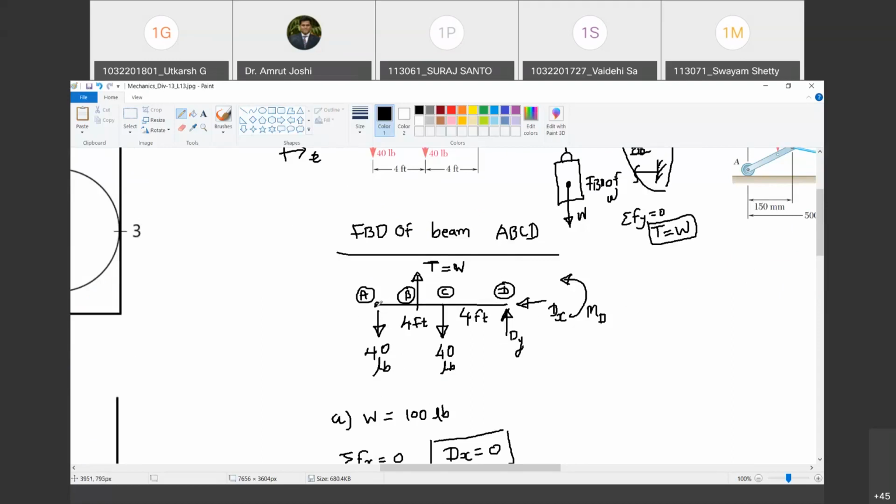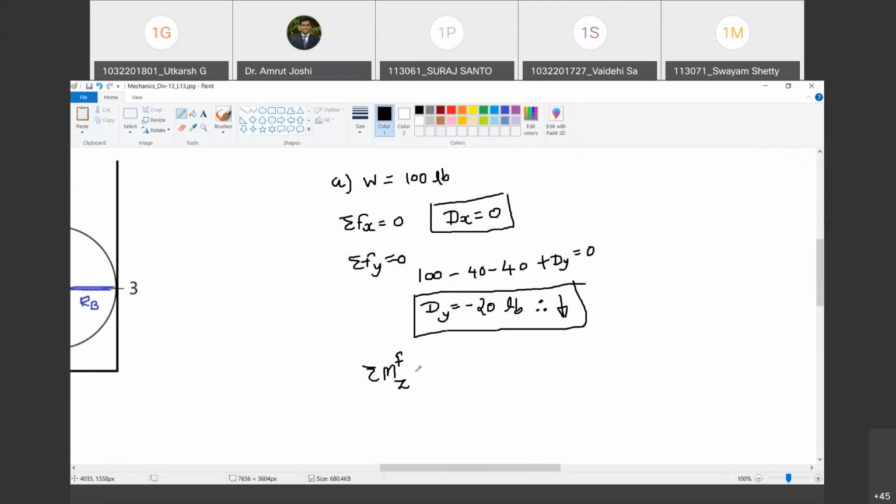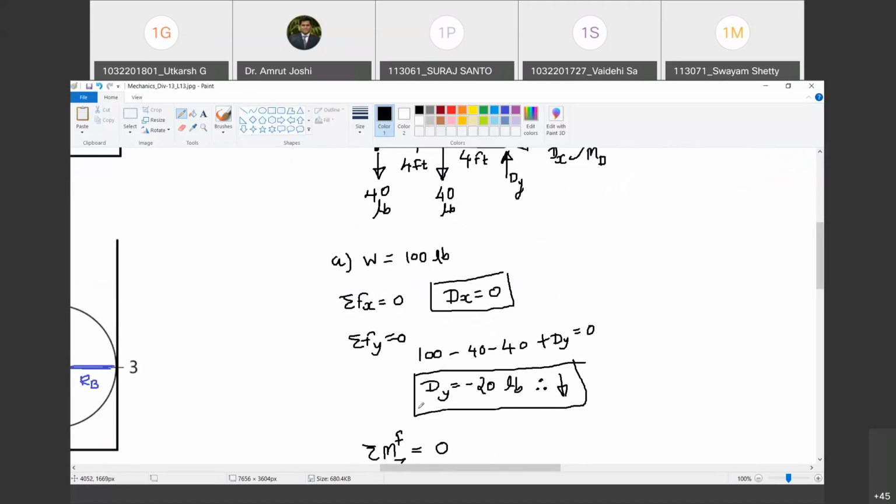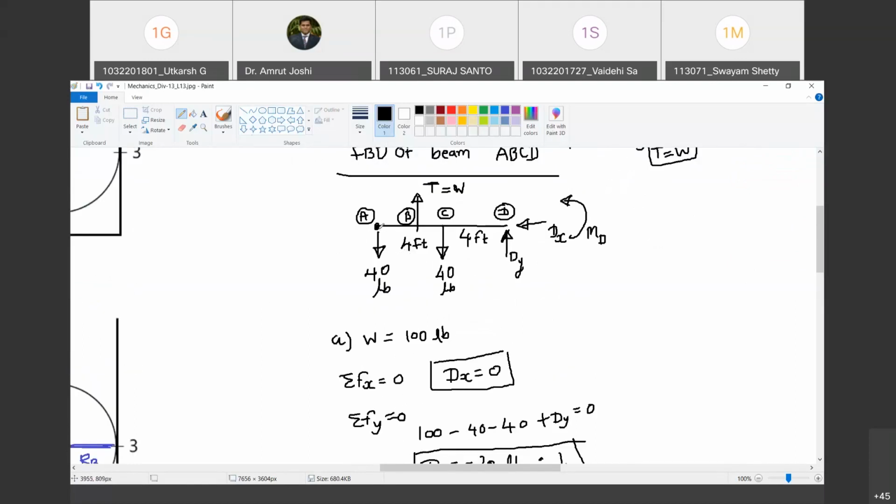For that, I will take the moments about A equal to 0. Are you with me? Okay. Summation of moments of all the forces about A equal to 0. This is the next equation that we are going to use. Quickly we will use that. The 40 lb force is not going to cause any moment because its line of action passes through A.